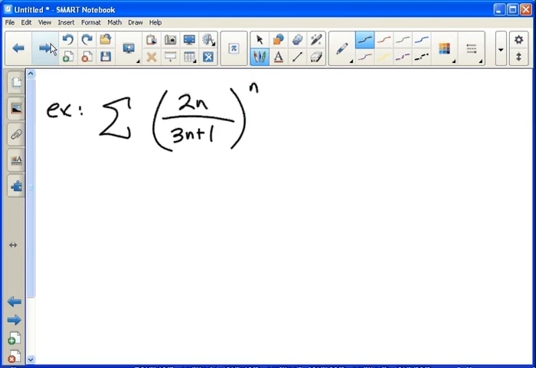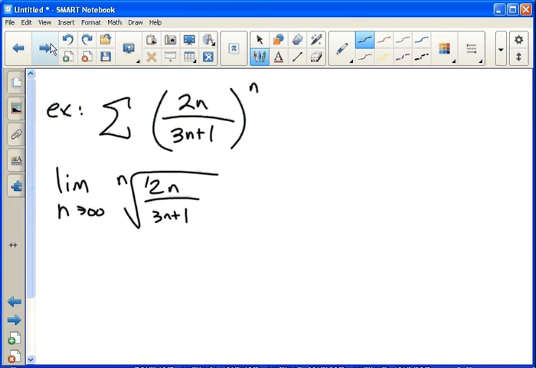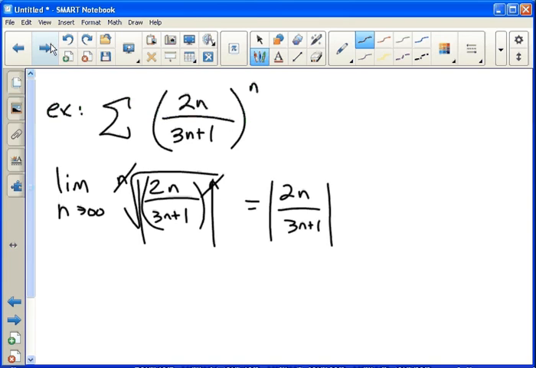Okay, last example. We're going to do the limit as n approaches infinity of the nth root of (2n over 3n plus 1) raised to the n. Again, the way to recognize that this is a good one to use the root test with is the fact that we are raising everything to the power of n. So the nth root cancels out the n power, leaving us just 2n over 3n plus 1. The limit of that would be 2/3. And since that is less than 1, this one would also converge.